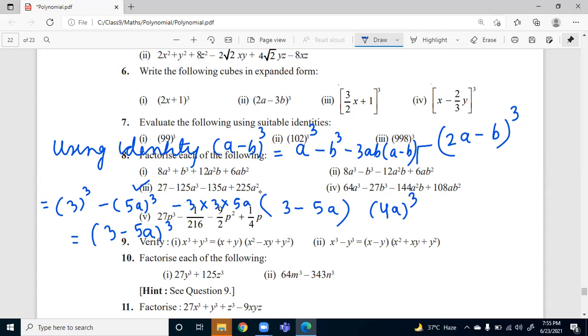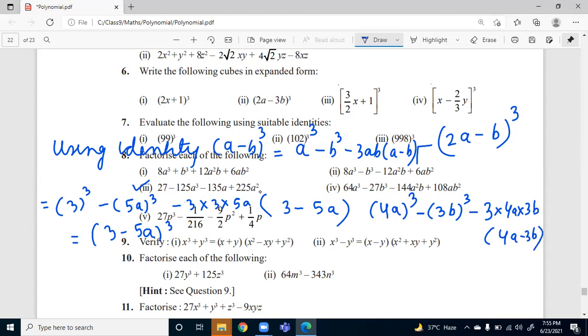And when you look at 27b cube, how can I write it? I can write 3b whole cube. So 3 into 3 into 3, that is 27b cube. Now I can see it is going in the form of a cube minus b cube. So what can I write? Minus 3 into a into b, and in the bracket 4a minus 3b.